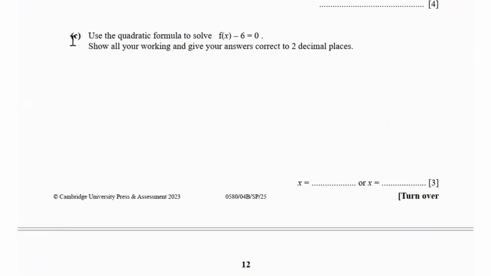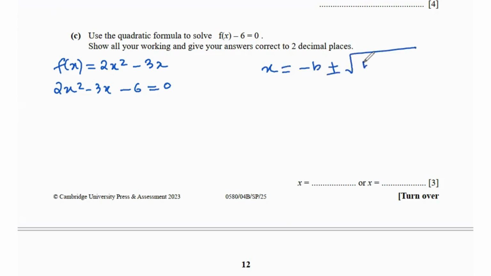Then use the quadratic formula to solve f of x minus 6 equals 0. f of x was 2x squared minus 3x. So 2x squared minus 3x minus 6 equals 0. This is what we're trying to solve. So the quadratic formula states that negative b plus or minus the square root of b squared minus 4ac, over 2a, equals x. So a is the coefficient of x squared, which is 2. b is the coefficient of x, which is negative 3. And c is your constant, which is negative 6. So we just substitute these values in the formula.